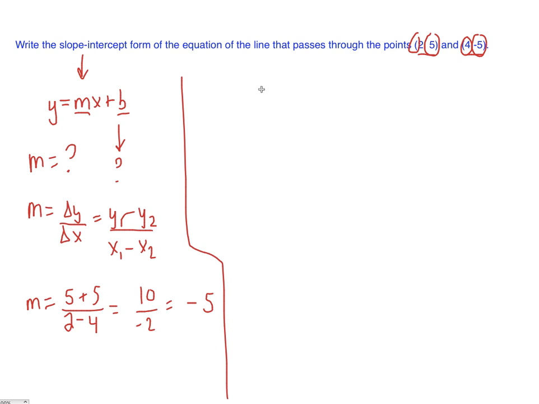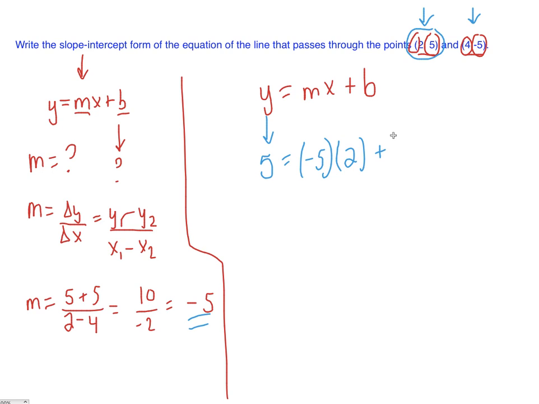I'm going to do that by starting with the slope-intercept form, and I'm going to use substitution here. For y, I'm going to substitute one of the y points. It doesn't matter if I pick this ordered pair or this ordered pair. I'm just going to pick the one with positive numbers to make it easier. So for y, I'm going to substitute 5. For m, I'm going to substitute the slope, which I just calculated, which is negative 5. And for x, I'm going to substitute 2. Then b is my unknown variable.